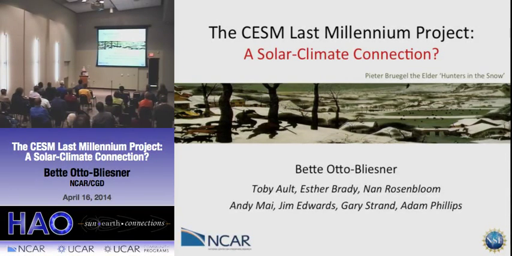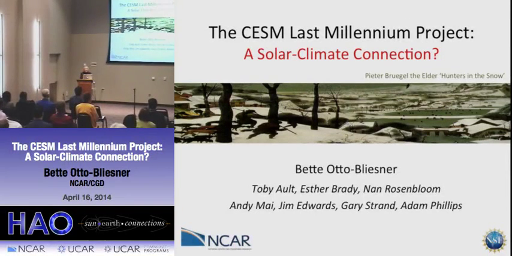So I wanted to just start with this picture that was painted in 1565 by Peter Bruegel. It's called Hunters in the Snow, and it shows this very frigid Northern European winter they had. In fact, it was just one of many years in the 16th century when the winters in Europe were particularly severe. It's a time period that we call the Little Ice Age, from about 1400 to maybe 1850. In particular, I want to talk about a project we're doing with the Community Earth System Model, the CESM. That's a coupled climate model that includes atmosphere, ocean, sea ice, and land in CGD.